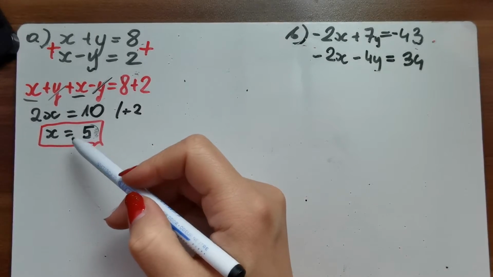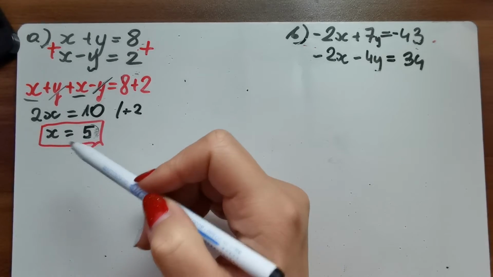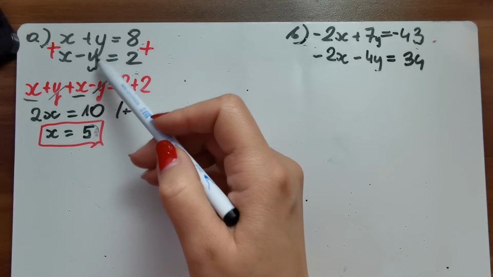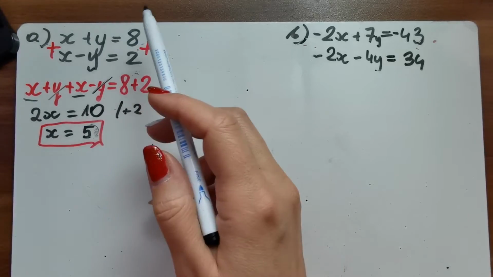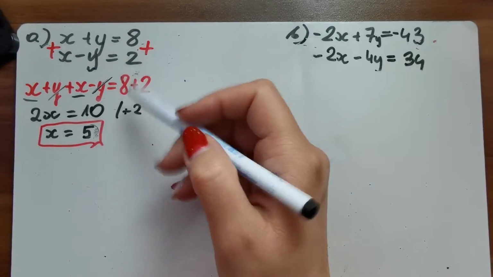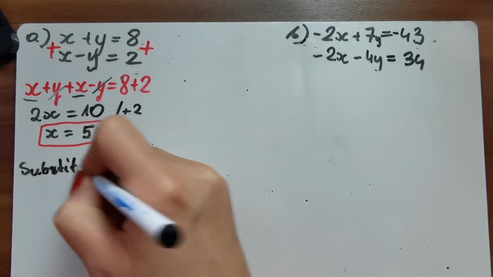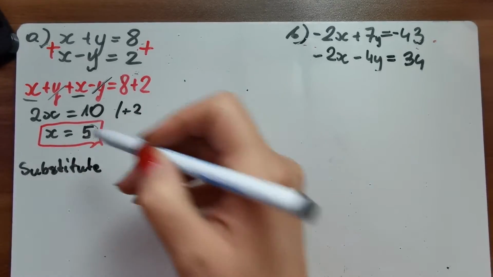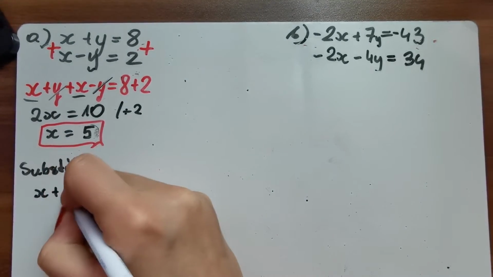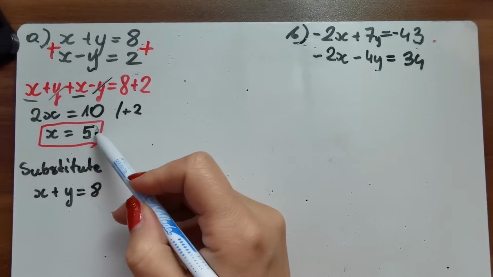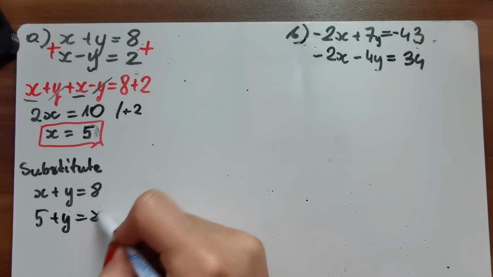So x equals 5. When I have already found one letter, I need to substitute this value into any of the equations. It doesn't matter which one. Choose the one that you think will be easier for you to do the calculations, all the working out. So basically, it's not important. Next step, substitute. x equal 5. I will choose the first equation, so I will copy this equation here. And now I substitute the value of x equal 5, so it will be 5 plus y is equal to 8.